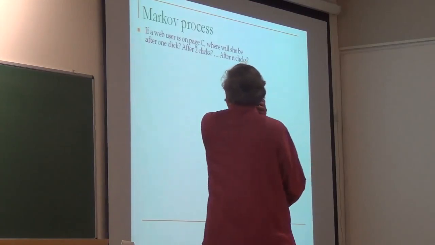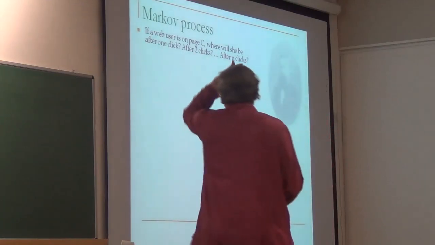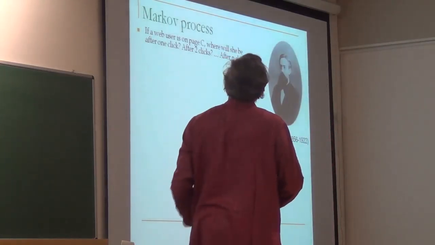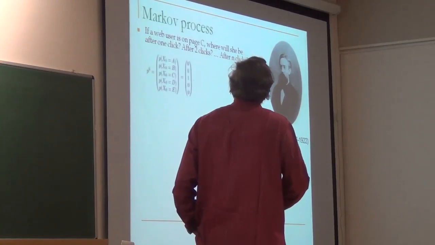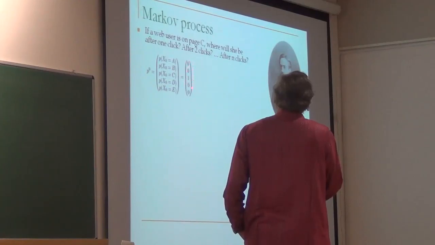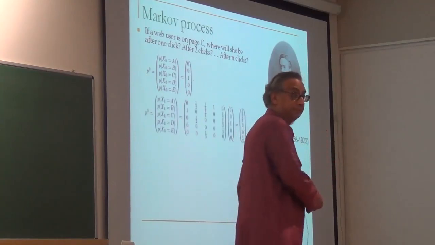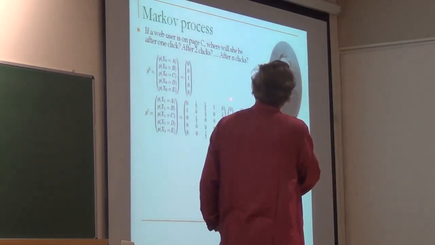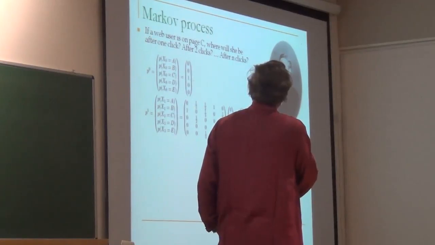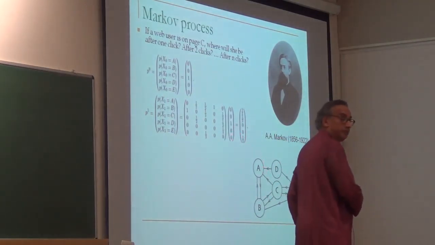So, if a web user is on page C, what will she do after one click, after two clicks, after n clicks? This is how Markov would describe the process. You're on website C, we will indicate that by the column vector 0, 0, 1, 0, 0. And after one click, you take your vector 0, 0, 1, 0, 0 and hit it with the transition matrix, and then you'll get a list of probabilities. The probability that you're at the first website is 1/2, the second is 1/3, and so on and so forth.